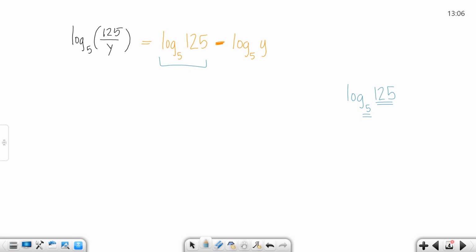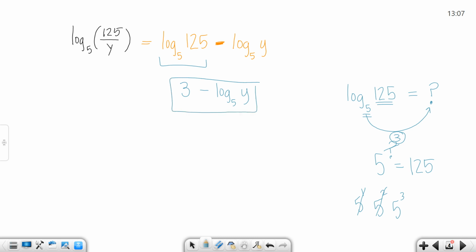And we've worked on this earlier in the section. I can ask you this question. 5 to what power is 125? Okay, let's think of it for a second. 5 to the 1 is 5. That doesn't work. 5 to the 2 is 25. That doesn't work. 5 to the 3 is 125. That's it. 5 to the 3 is 125. So this would be 3 minus the log base 5 of y. And that's your answer for that one.